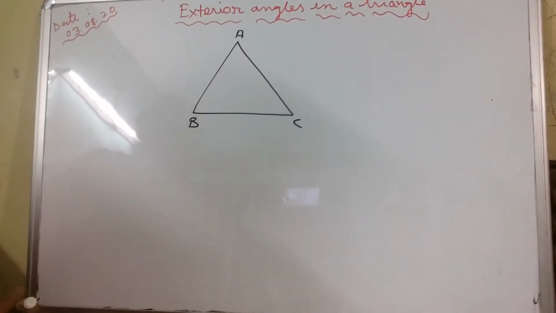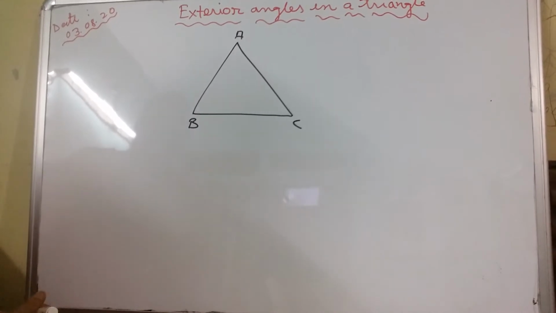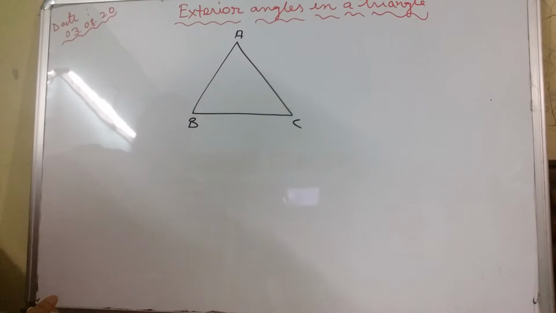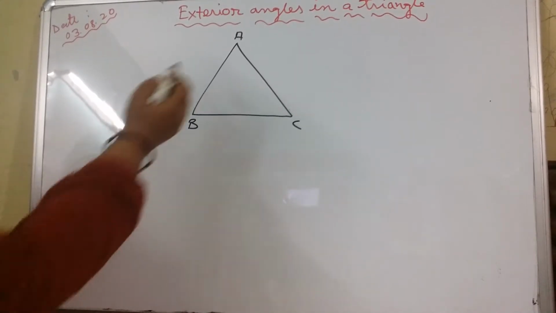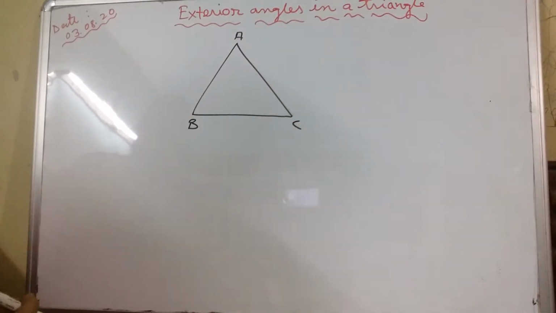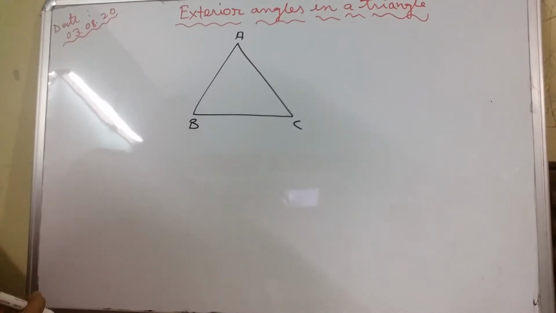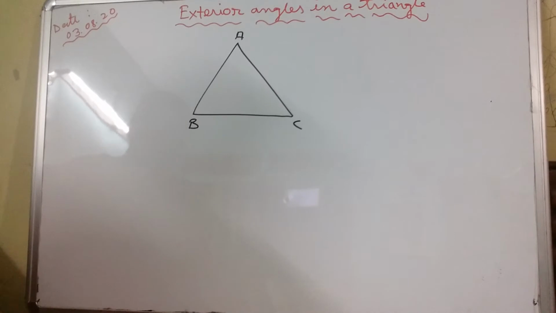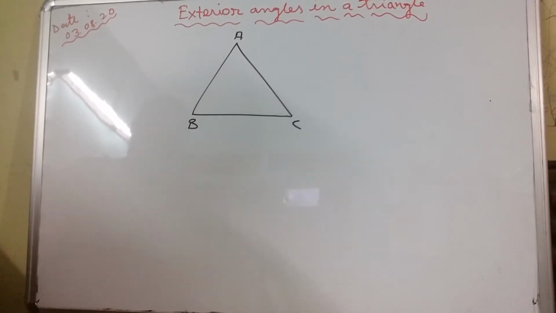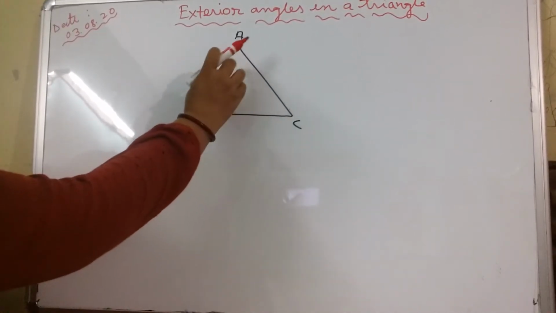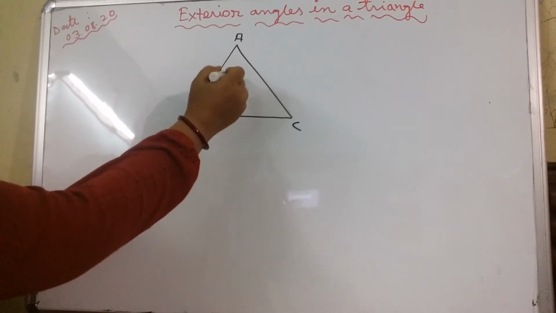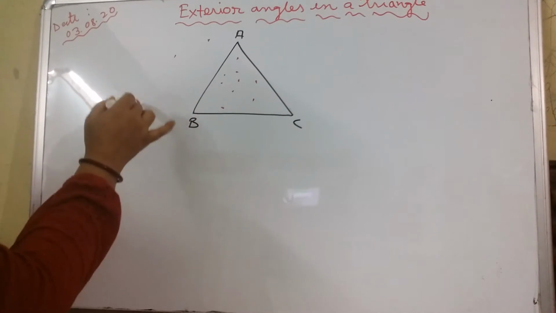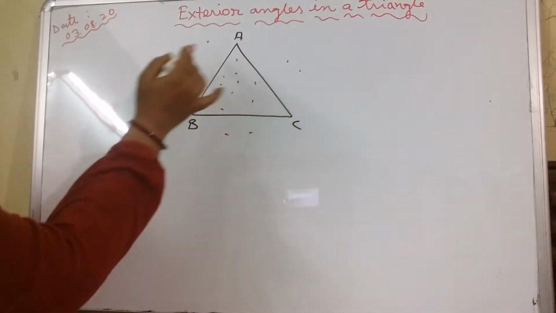Good morning, students. Today we will study some properties of triangle. Now I have drawn a triangle, that is triangle ABC. You can see there are two parts. One is this area which is inside this triangle and another is outside of this triangle.